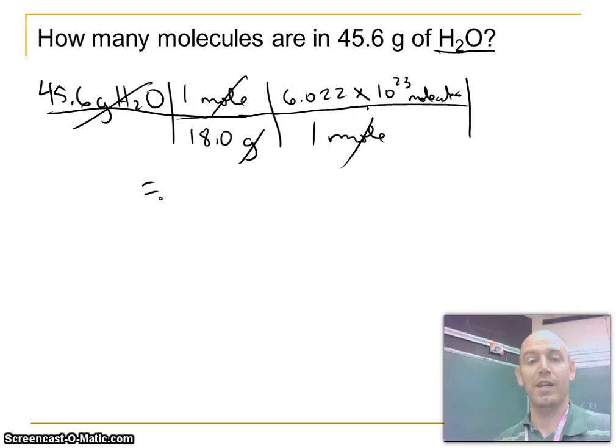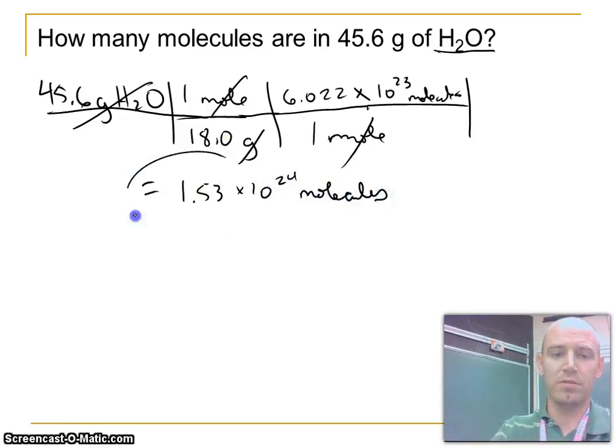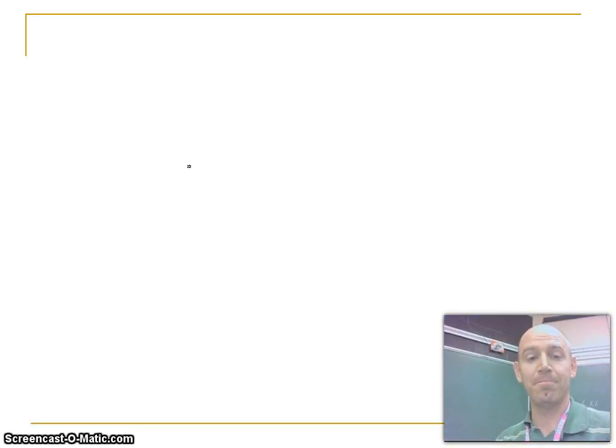So I'm going to go ahead and pause to calculate. And I get 1.52557 times 10 to the 24th. I'm going to round that off to 3 sig figs and get 1.53 times 10 to the 24th molecules. And there we are. Let's try another one.